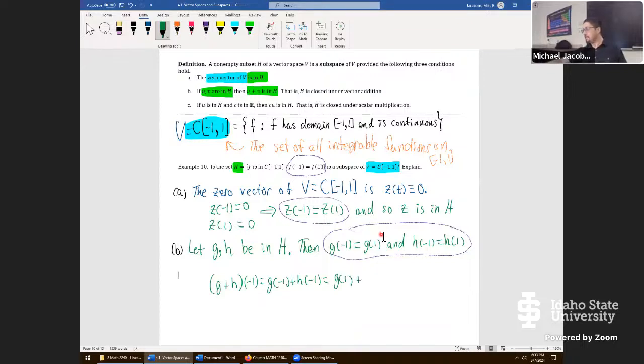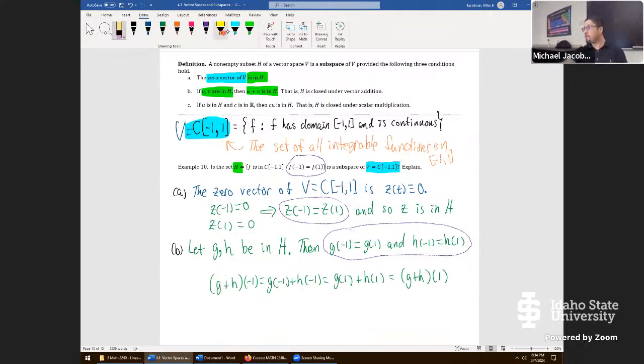Plus, we'll do it again. We know what H of negative 1 is. Well, we don't know exactly. We just know it's H at 1, whatever that value is. So plus H at 1. And here's where it looks a little bit funny. We went left to right to go this way, but we're about to undo it, go in the backwards direction. So if you have a G of 1 plus H of 1, this turns into G plus H at 1, undoing the function operation.